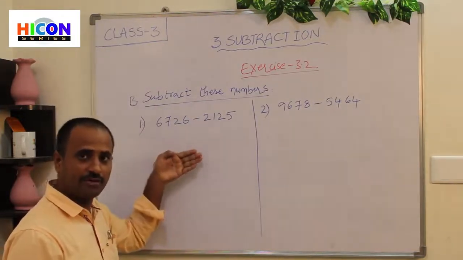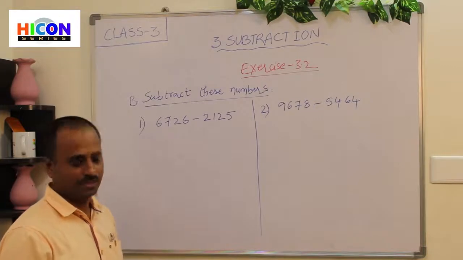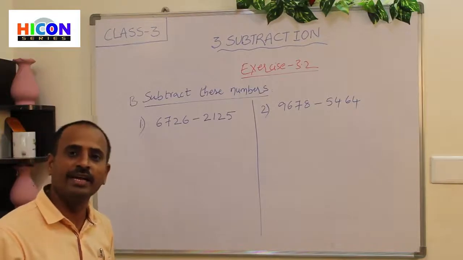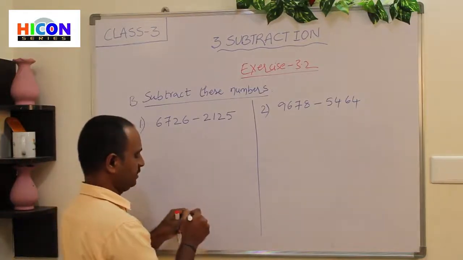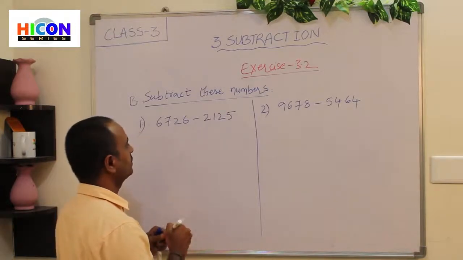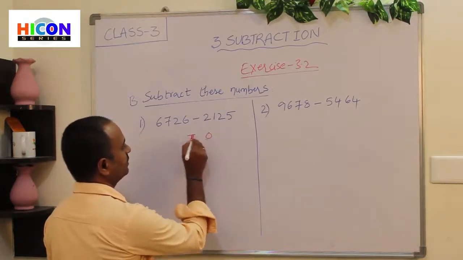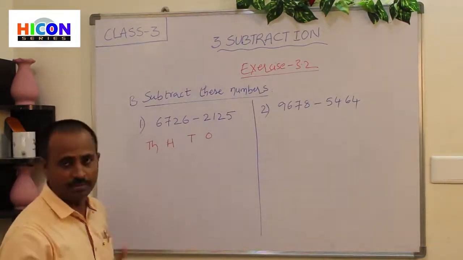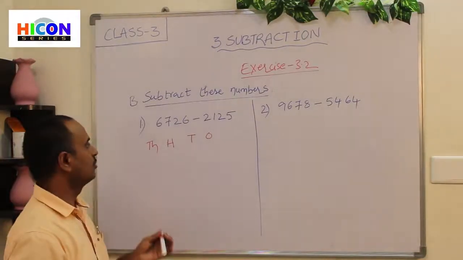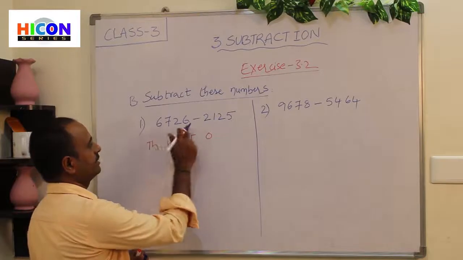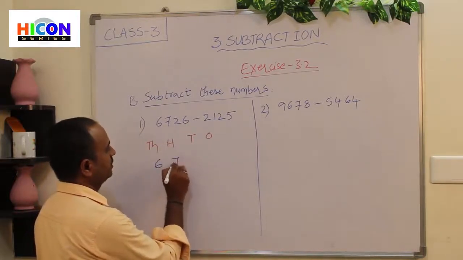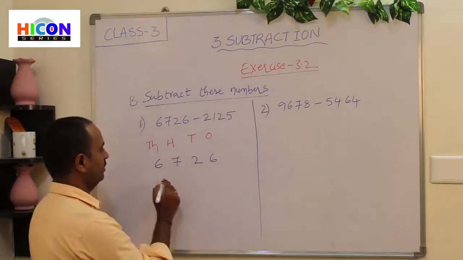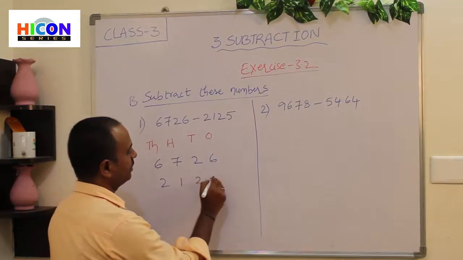So now arrange the 2 numbers one below the other. Write the greater number first and the smaller number second. Arrange the numbers one below the other at their corresponding places. So first write the places. That is ones, tens, hundreds, thousands. Now arrange the numbers at their corresponding places. First write the greater number, that is the first number, 6726. Now write the second number below it, that is 2125.